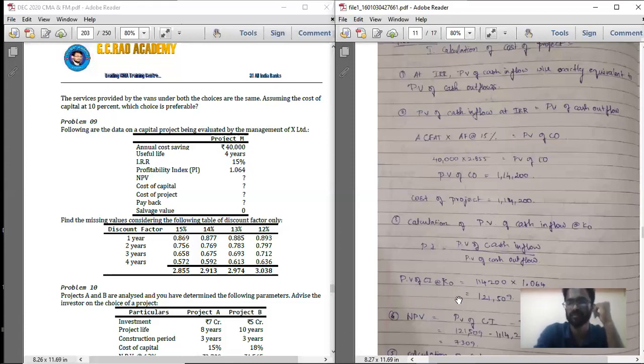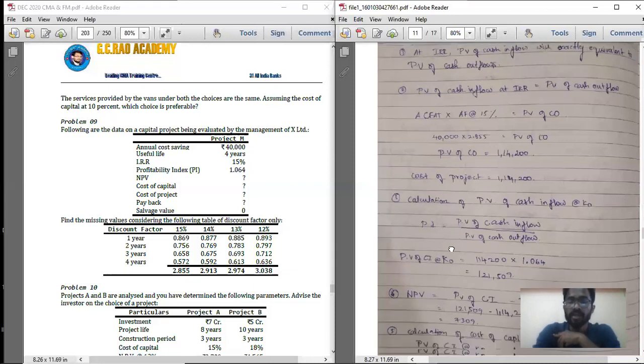What is the present value of cash outflow we have found? Present value of cash outflow is 1,14,200. Below that, record is equal to 1,14,200 into, what is the profitability index? 1.064. So 1,14,200 into 1.064 gives 1,21,509, which is nothing but present value of cash inflow at cost of capital.